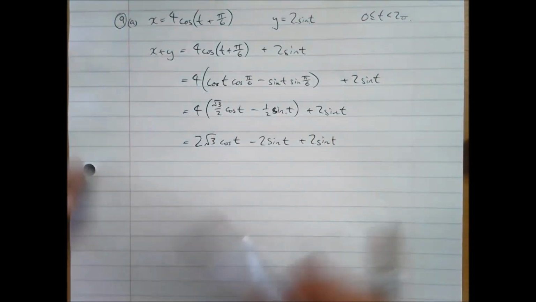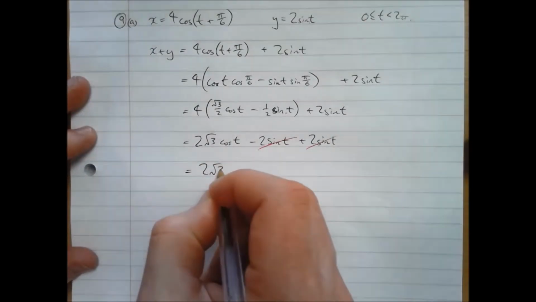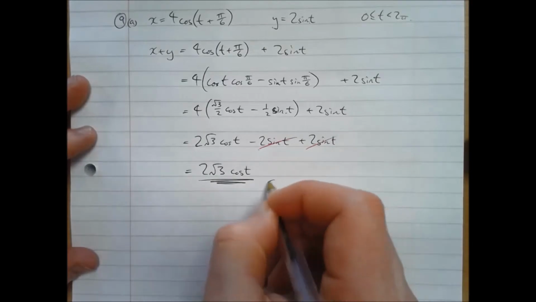And lo and behold, the minus 2 sine t and the plus 2 sine t cancel, leaving 2 root 3 cos t. QED.